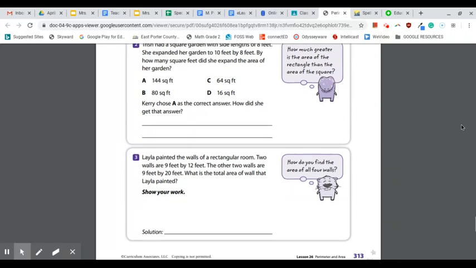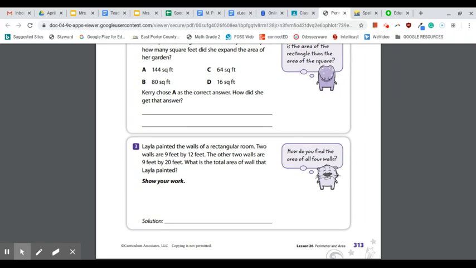All right, number 3. Layla painted the walls of a rectangular room. 2 walls are 9 feet by 12 feet. The other 2 walls are 9 feet by 20 feet. What is the total area of wall that Layla painted? Okay, so let's take a look at that. One wall is 9 by 12. The other wall is 9 by 20. Okay, and it's a 4-wall room, so she's going to actually have 2 of these and 2 of these.